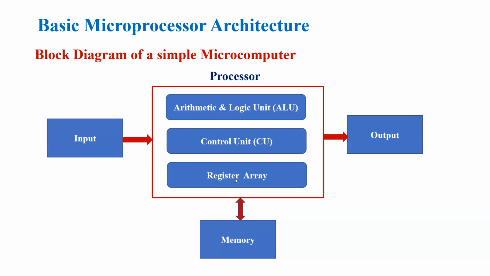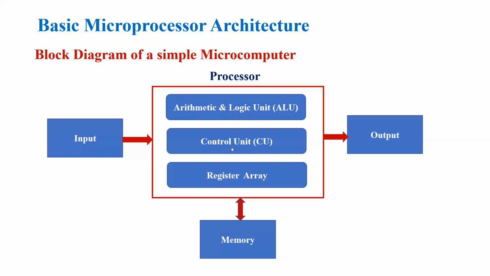What can this particular block do? The name itself indicates arithmetic and logic unit. It can do different arithmetic operations like addition, subtraction, multiplication, division, increment, decrement. It can do different logical operations like logical AND, logical OR, logical XOR, complement, negation, rotation, shifting. All these operations are done by the ALU.